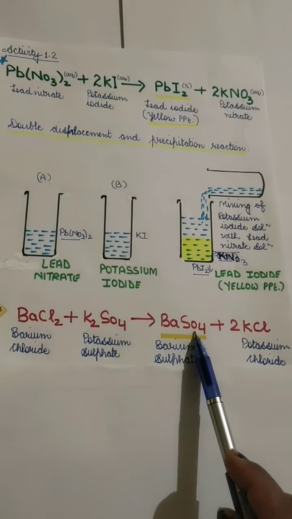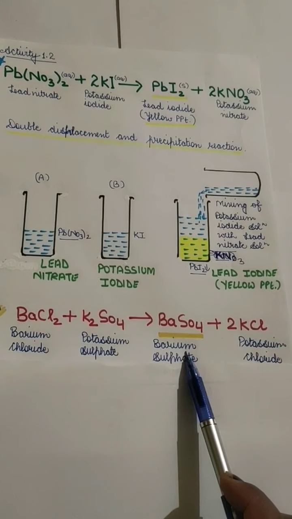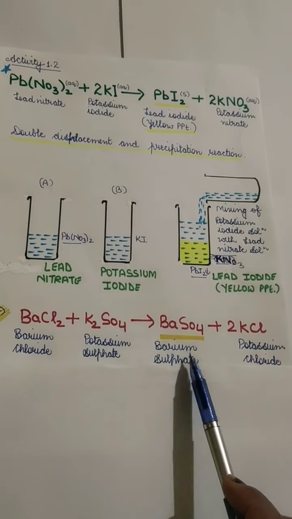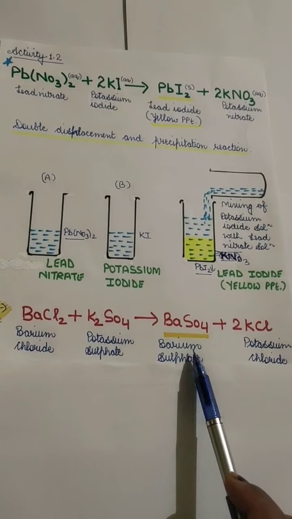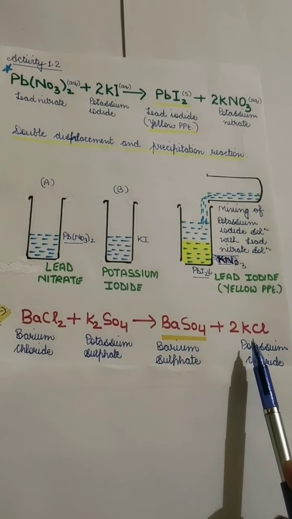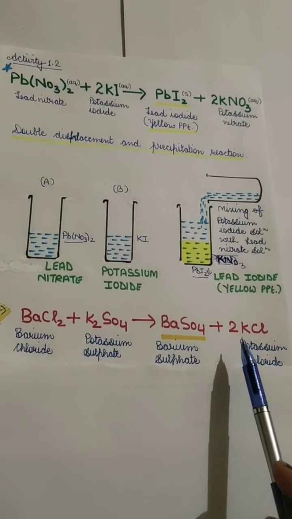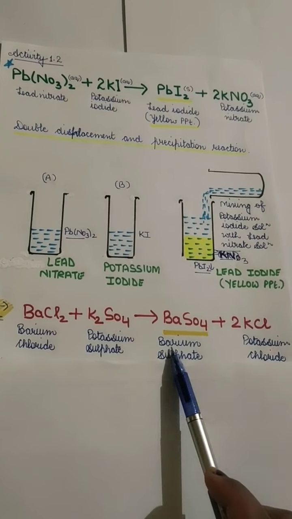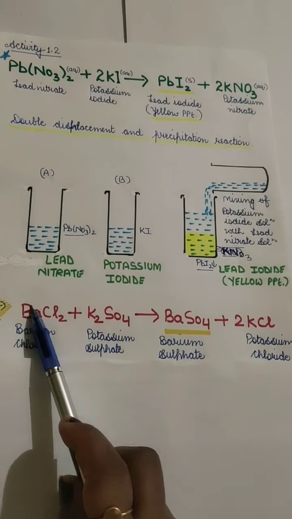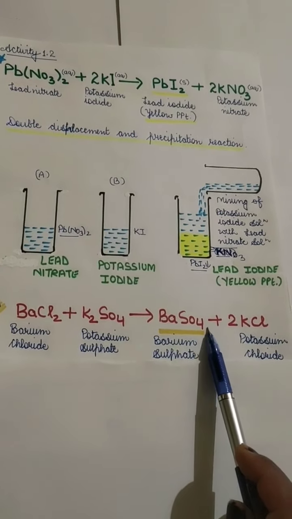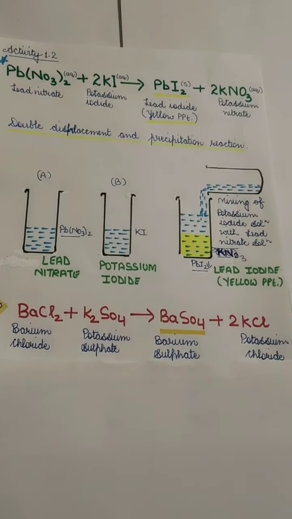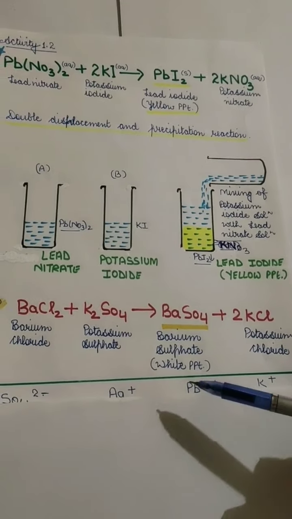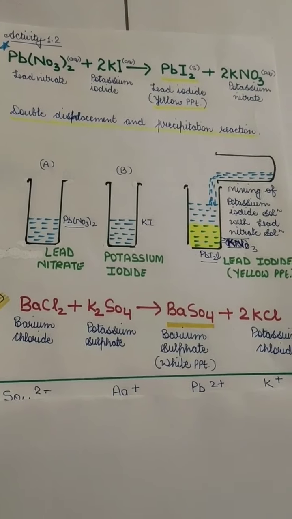Since barium sulfate is formed in the form of white precipitate, we will have a white precipitate of barium sulfate, along with a solution of potassium chloride. So again it's a precipitation reaction, and since there is an exchange of ions, it is also a double displacement reaction. So we will have a white precipitate of barium sulfate.